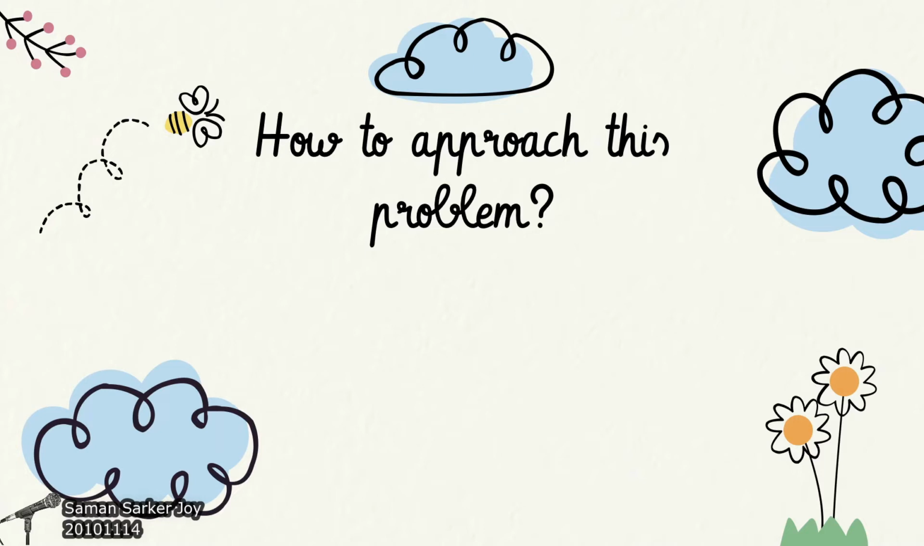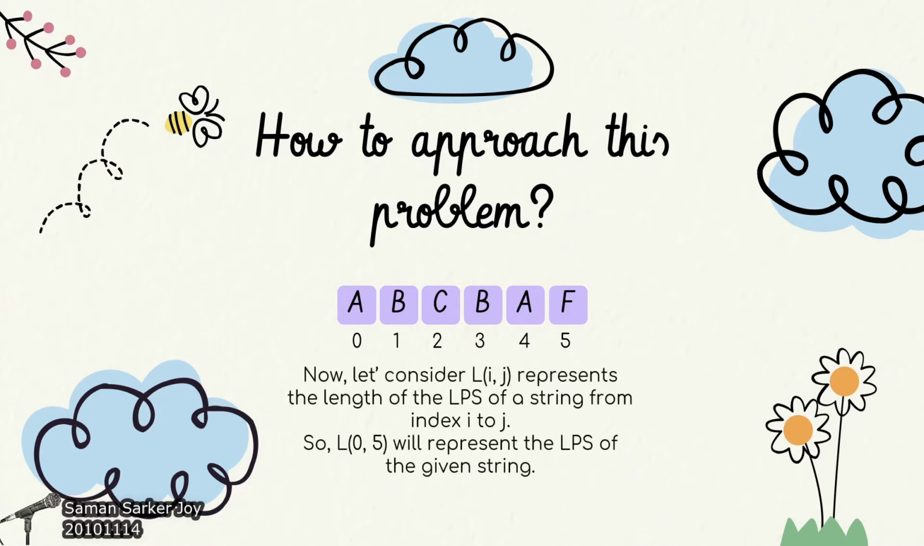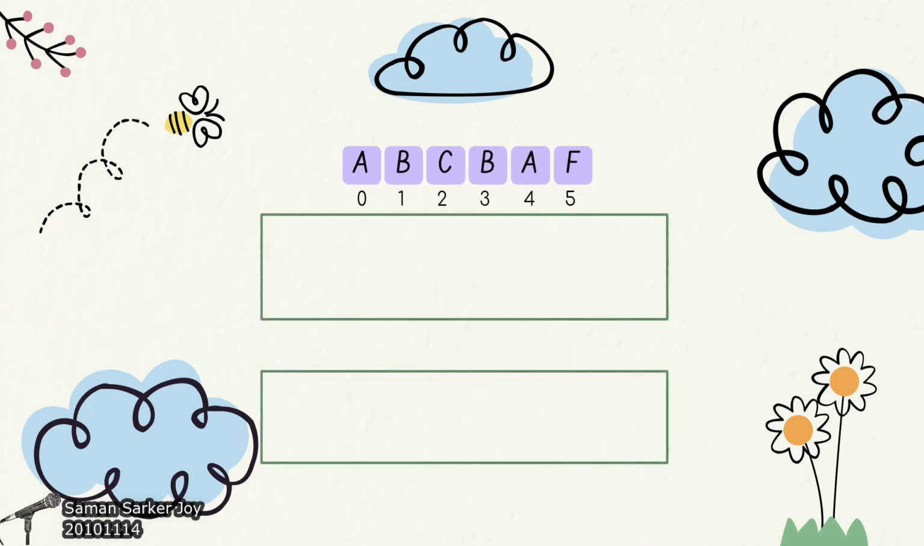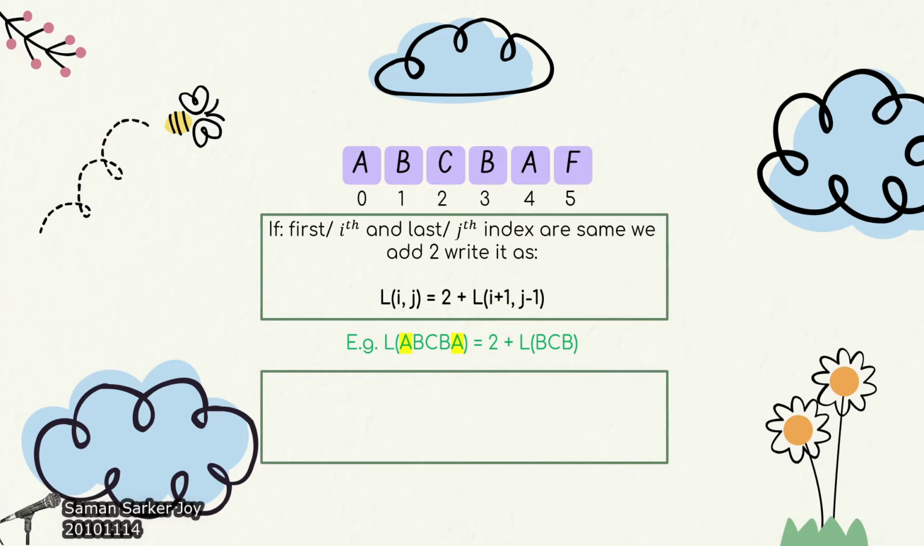First of all, let's consider this string, which we will try to find the LPS of. Its LPS will be represented as L of 0,5. In the LPS problem, there will always be two conditions. If the ith character and jth character are the same, we add 2 and add L of i plus 1, j minus 1's value.